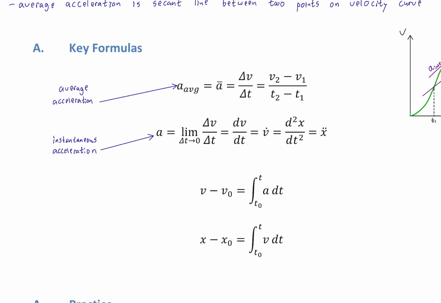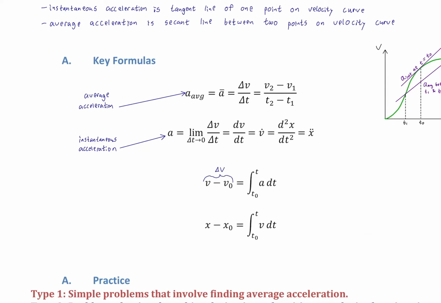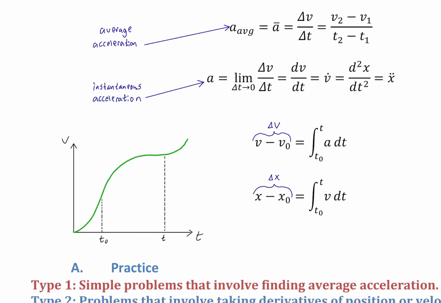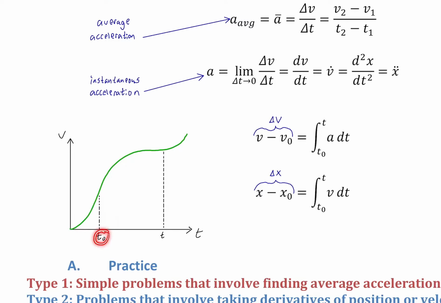So what does this look like graphically? Well, just define v minus v naught as delta v, for shorthand, and x minus x naught as delta x. Then graphically, here we have velocity versus time, just like with the graph where I drew tangent lines and secant lines, but here I've only labeled a t naught and a t. Now I'm going to look at the area under the curve. This purple shaded area is change in position.